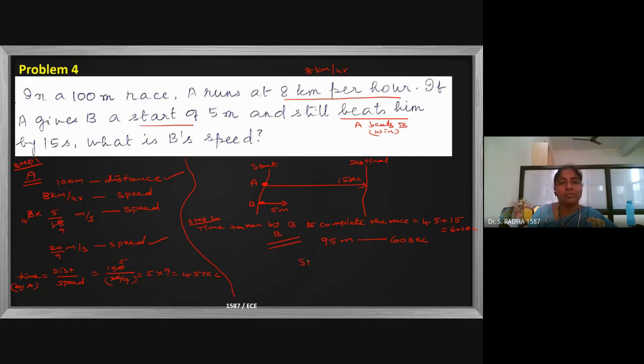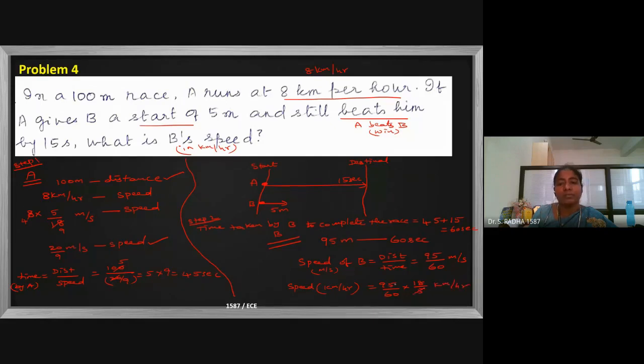Now, what is the speed of B? They are asking the speed of B. Okay, speed is nothing but distance by time. We know the distance is 95 and the time is 60, and this is in meter per second, 95 by 60. If they are asking in kilometer per hour, because A's speed they have given in kilometer per hour, to convert to kilometer per hour, multiply with 18 by 5. Higher unit, so multiply with 18 by 5.